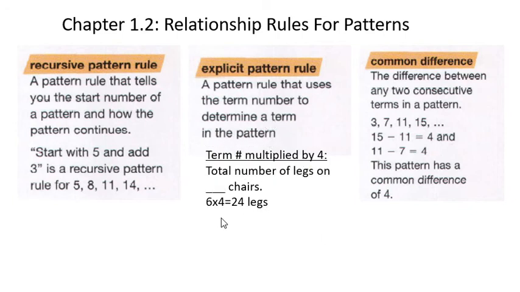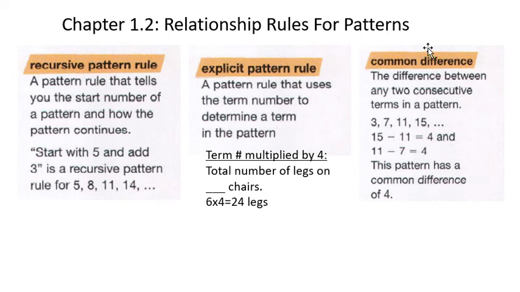Nor do I have to say, well, 1 chair has 4 legs, 2 chairs have 8 legs, 3 chairs have 12 legs. That's a recursive pattern rule, and yes, it will work. But if I had an explicit pattern rule, I can say, well, the number of legs on 6 chairs would be 6 chairs times 4 legs each is 24. In other words, take the number of chairs and multiply it by 4. That's an explicit pattern rule. Both recursive and explicit are definitely valuable, and we use both of them.